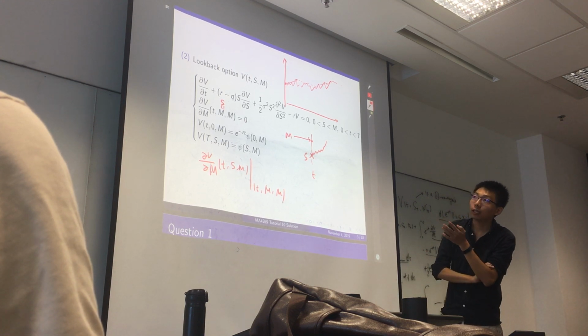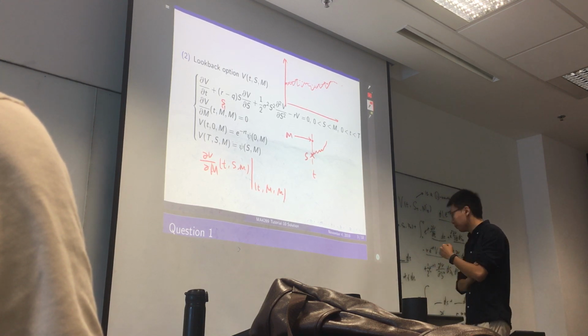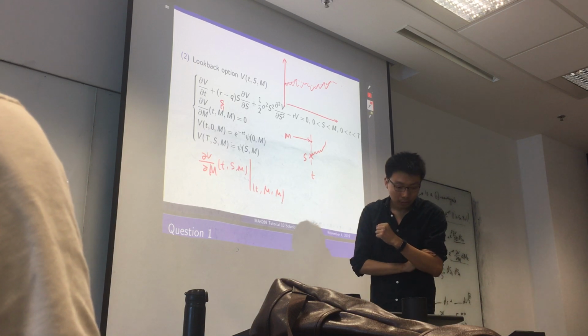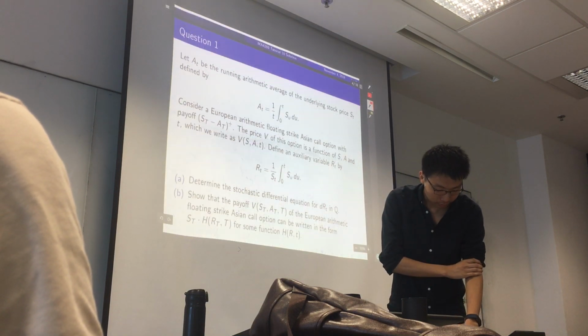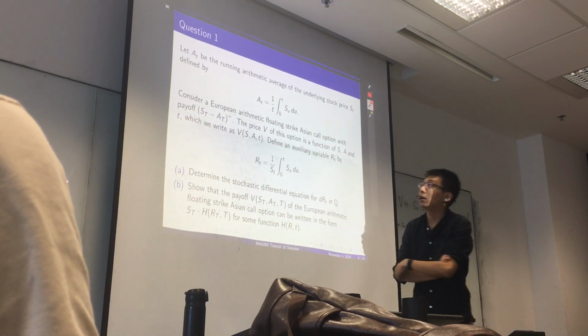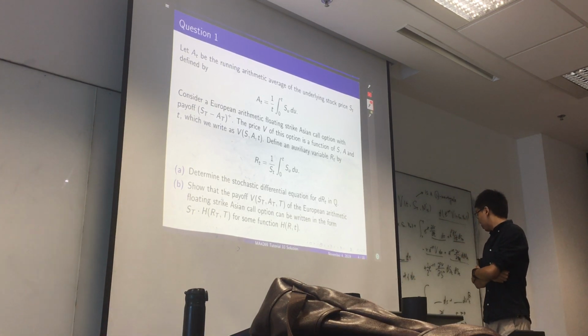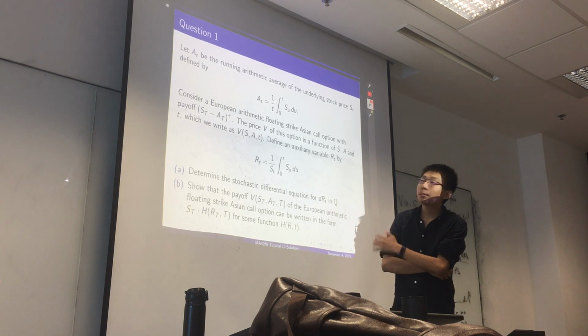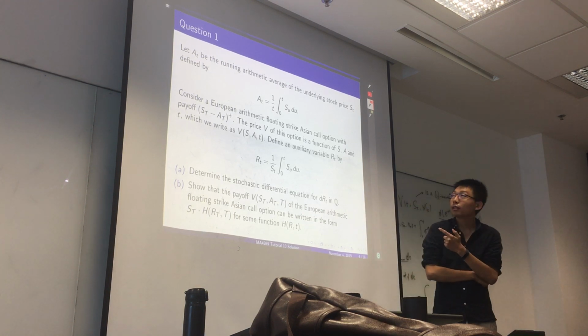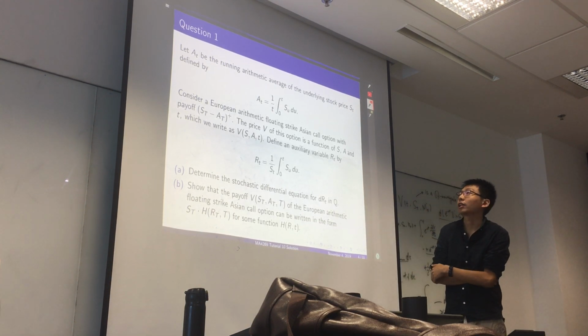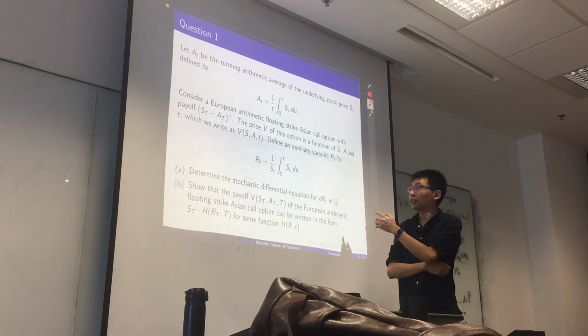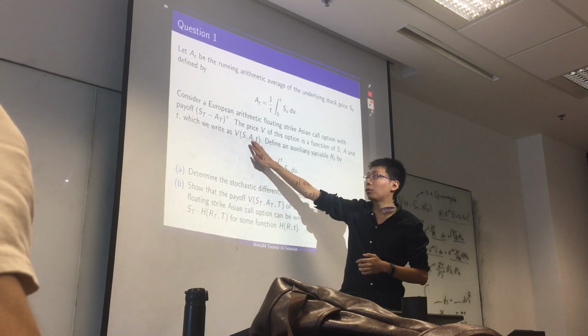So that's something I want to talk about. I suggest we look at these questions first. The first question is about an arithmetic average Asian option. It's A_T, and we know the payoff and the price.